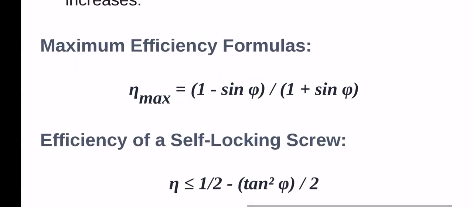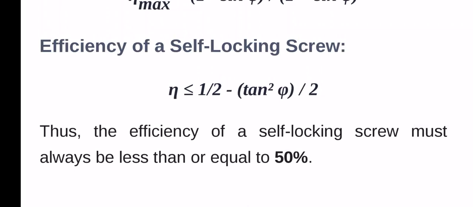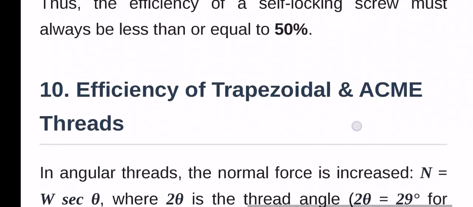Maximum efficiency formula: η_max = (1 - sin φ)/(1 + sin φ). Efficiency for a self-locking screw: η ≤ 1/2 - tan φ/2. Thus, the efficiency of a self-locking screw must always be less than or equal to 50%.